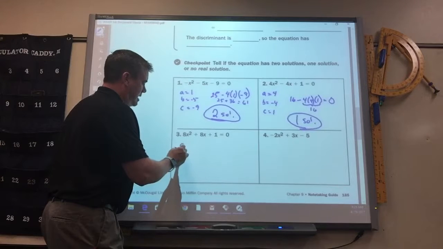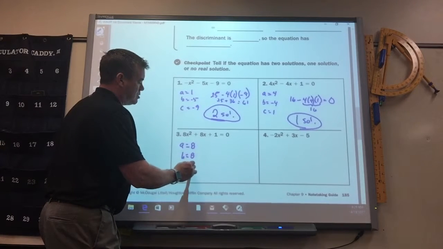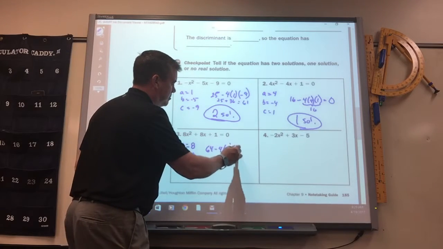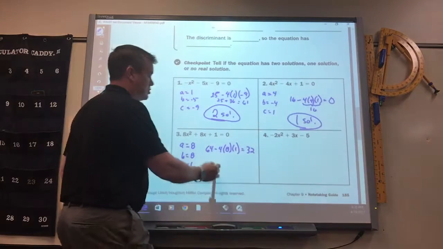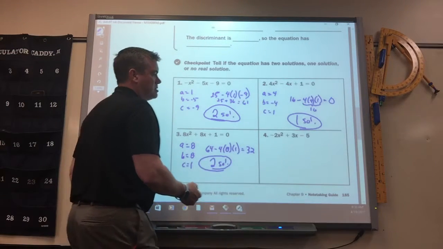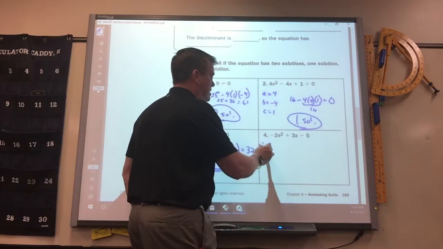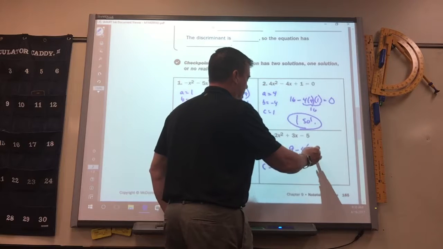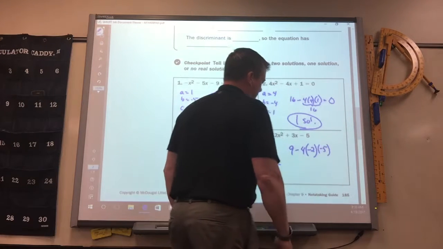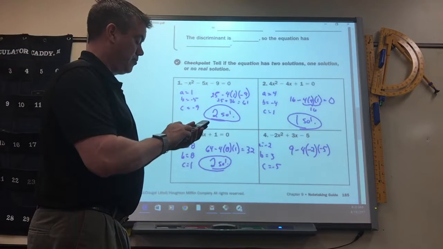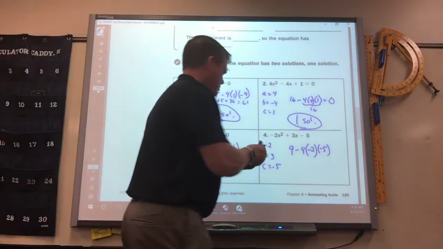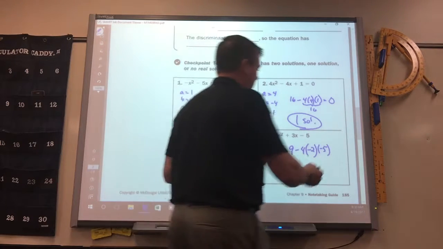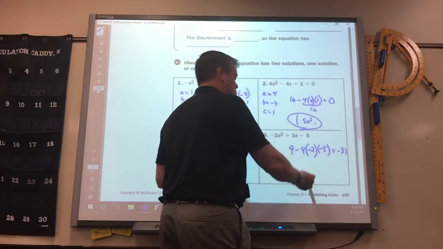See if we got one with no solution. A is 8, b is 8, c is 1. So b squared, which is 64, minus 4 times a times c, that's going to equal 32. So that has two solutions. This one must be the no solution. A is negative 2, b is 3, c is negative 5. So b squared minus 4 times a times c, you get negative 31. Can't have a negative under a square root, so this one is no solution.